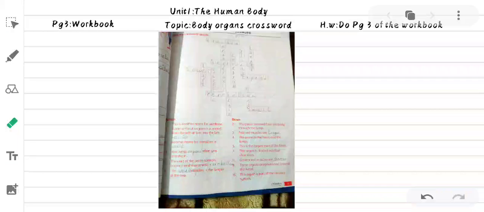You all are supposed to solve this crossword by taking the help from your book, and you can also consult the explanation I am giving you.